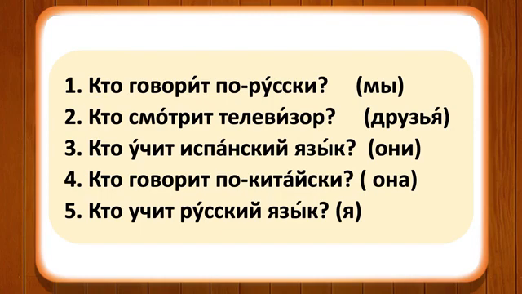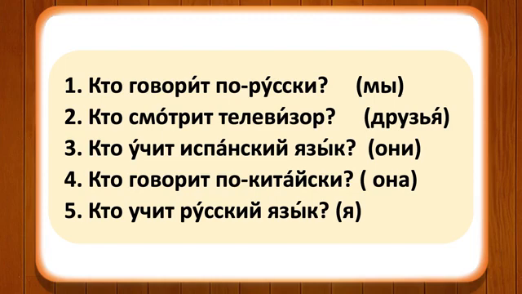So кто, it takes the conjugation in the он form. So кто говорит по-русски? The answer would be мы говорим. Мы, we take the stem of the word говор and add the ending им. Мы говорим по-русски. We speak in Russian. Who speaks in Russian? We speak in Russian. The next question is кто смотрит телевизор? Кто смотрит телевизор? Who is watching television?